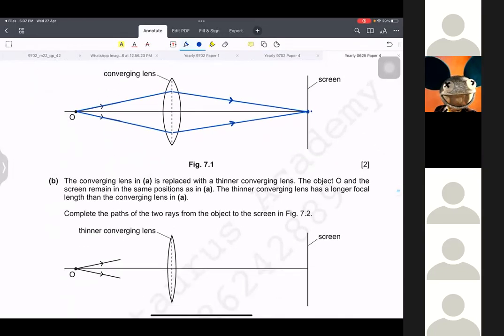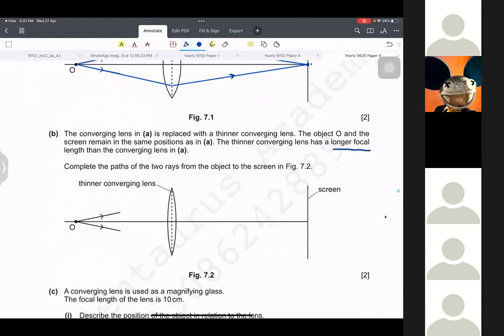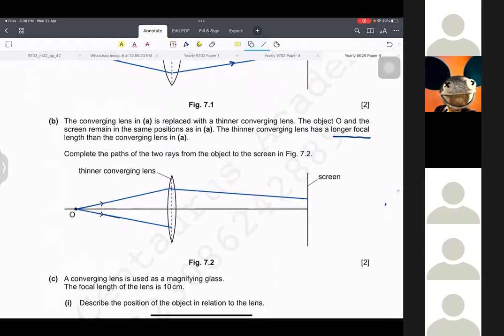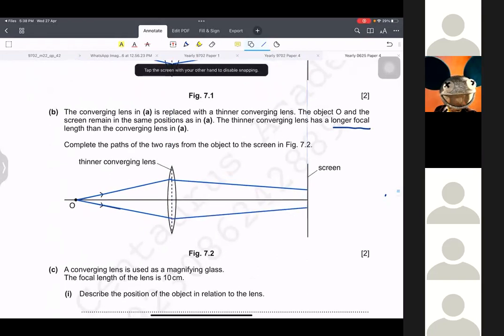Then it says the converging lens is replaced by a thinner converging lens, and the screen remains in the same position. The thinner converging lens has a longer focal length, which means the focus is farther behind. Complete the paths. So now they would not meet. So you just make one ray like this. Then you make another ray like this. And then like this. So they would not meet. They will meet further away, but not on the screen.